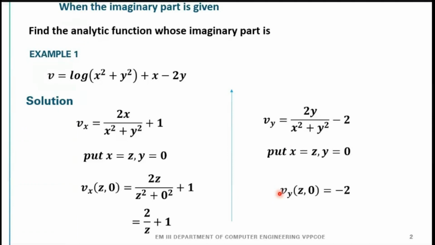Okay. Now, next is, our aim is to calculate f of z. To calculate f of z, we calculate first f dash of z. So what is f dash of z? By the given formula, what is the normal formula? If f of z is u plus iv, what is f dash of z?